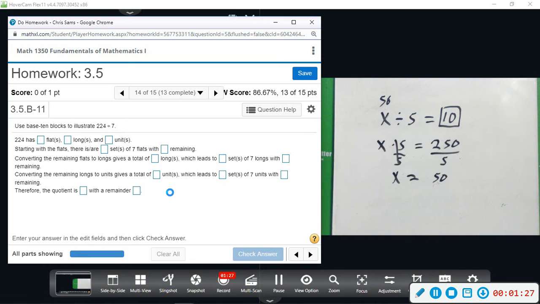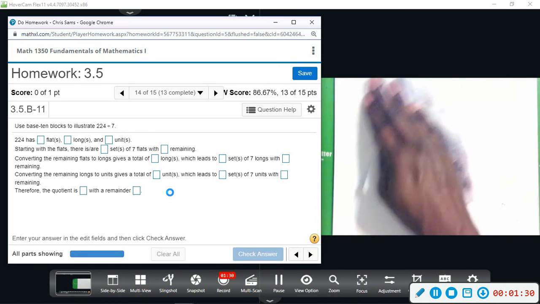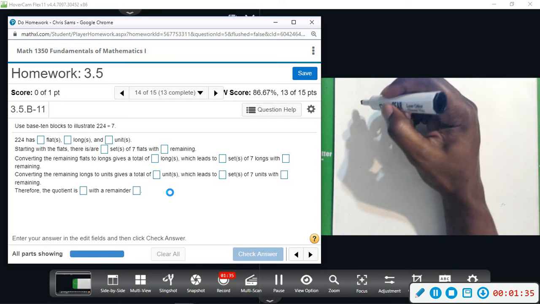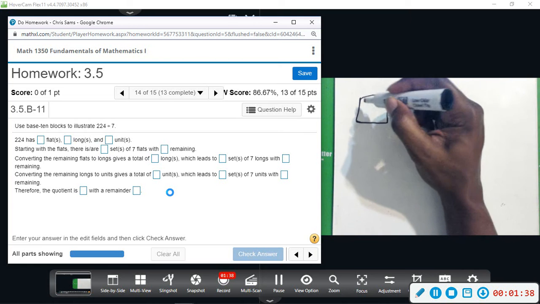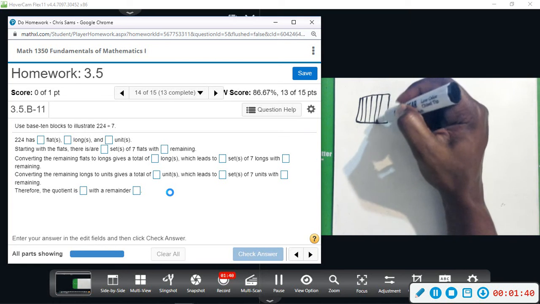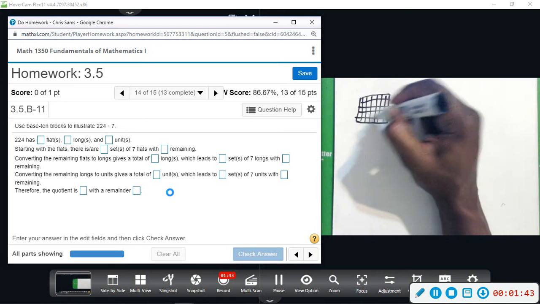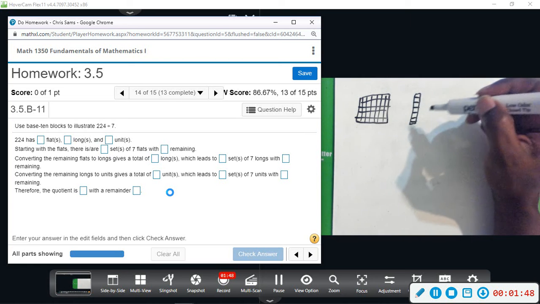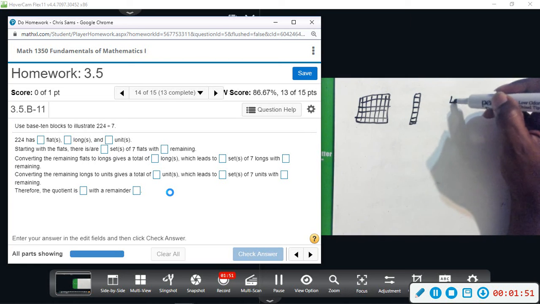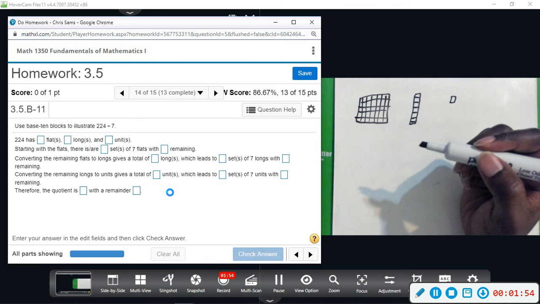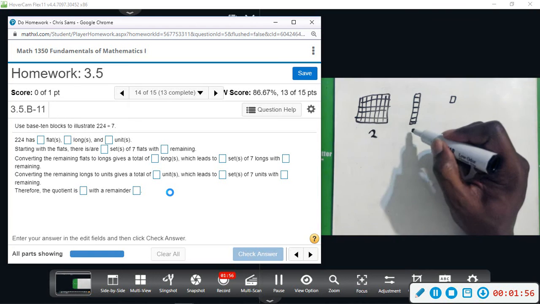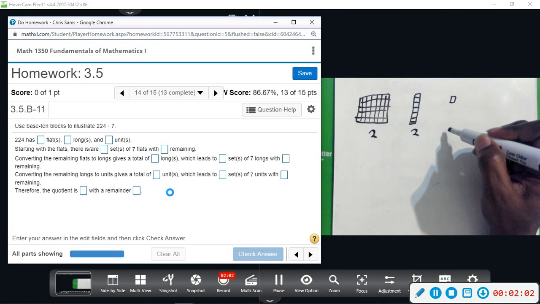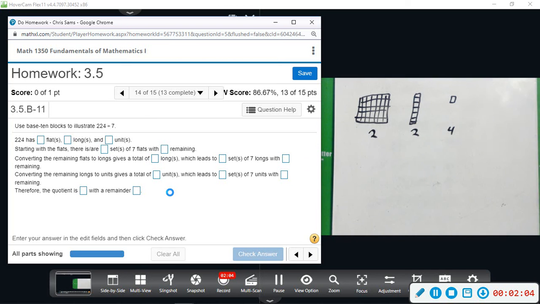Alright, we'll go ahead and do 14 here. So again, with base 10 blocks. Recall from earlier, a flat is a 10 by 10, representing a group of 100. A long is a long skinny 1 by 10, one row of 10 dots. The unit is here. So for 224 we would have two of these, so that's 220, and we would have 4 of these. And we want to do groups of 7.